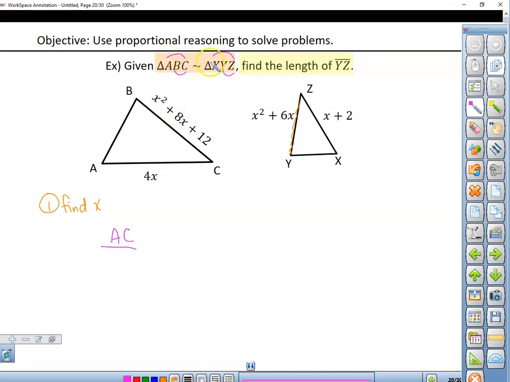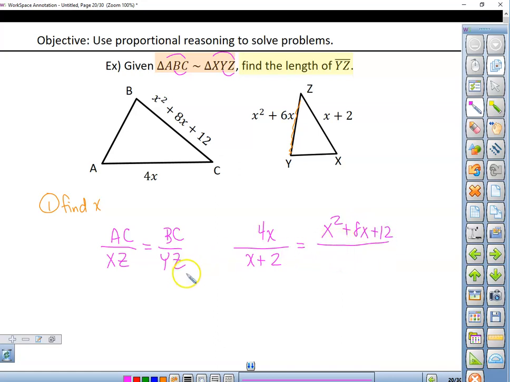and AC corresponds to XZ, so I'm going to do that. So that's going to give me the ratio of 4x over x plus 2. Then, because AC came from the larger triangle, I have to go back to the larger triangle for the next numerator, which would be BC. And we can see here BC corresponds to YZ. And so that's going to set up our next one. So BC is our trinomial x squared plus 8x plus 12.